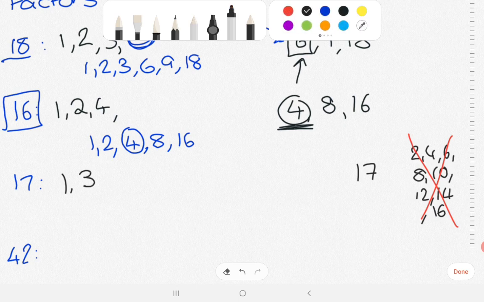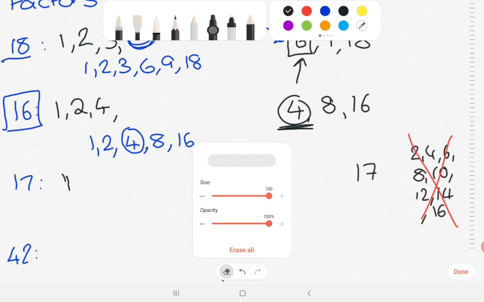So 17 in the 3 times table: 3, 6, 9, 12, 15, 18. Nope, it's not in the 3 times table. Okay, the next odd number would be 5. I don't even think we need to write that one down. I think you'll agree with me that it's not in the 5 times table. It doesn't end in a 5 or a 0.